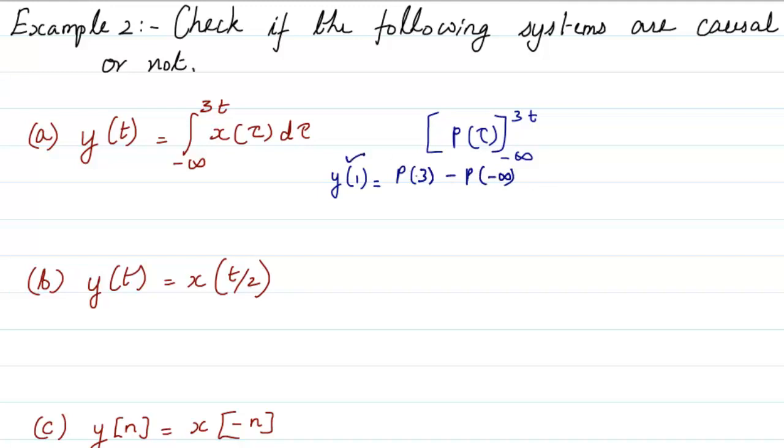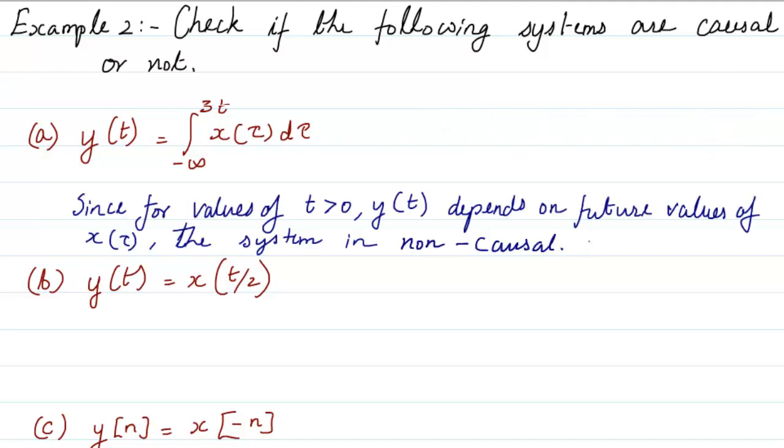So the present output depends not on x of 1, but it depends on x of 3. x got integrated to p, which already has this x value. So now you have p of 3. Now p of 3 is something that is a future value. So how do I write this? I can write it like this. Since for values of time period greater than 0, y of t depends on future values of x of tau, the system is non-causal. It is not causal.